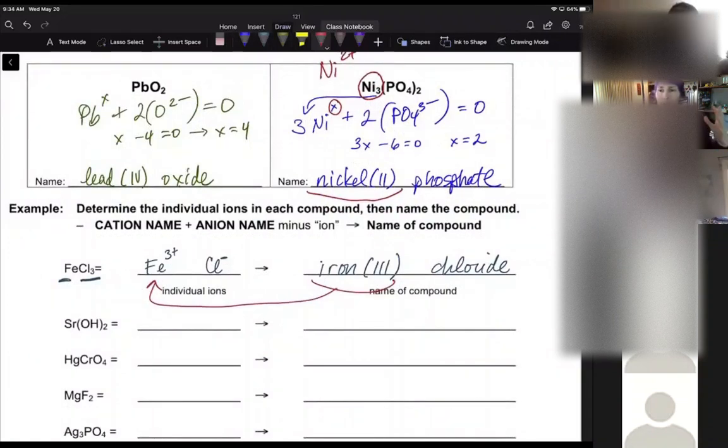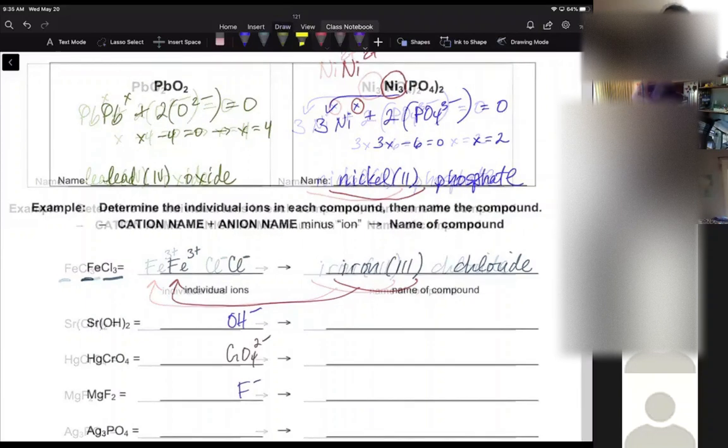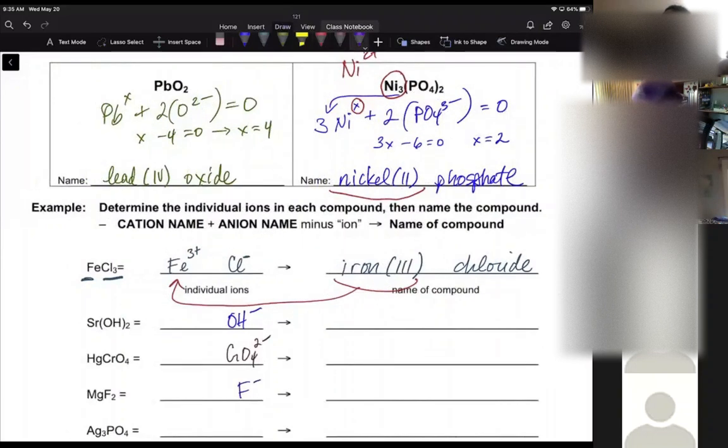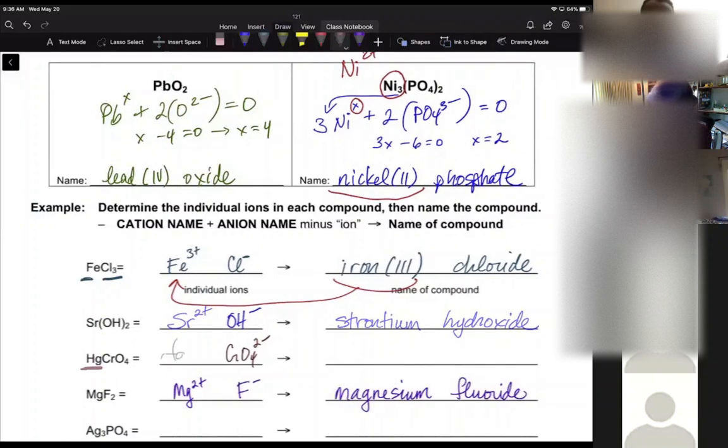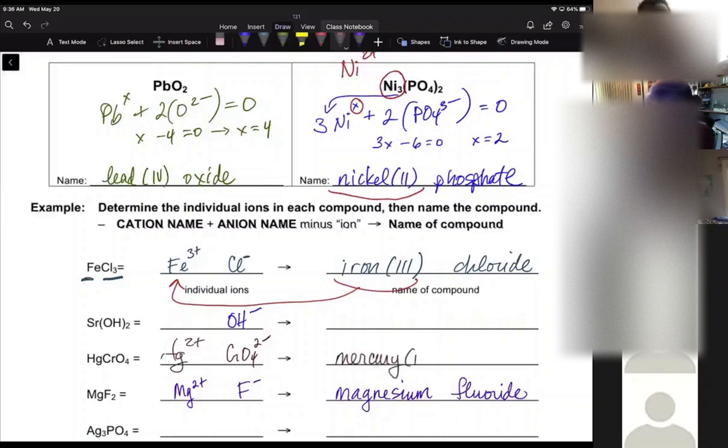You have your polyatomic ions. If you have your periodic table, you could use that. Or if you wrote your own chart, you could refer to that. This one is mercury, and it must have a 2 plus, so this is mercury 2 chromate.